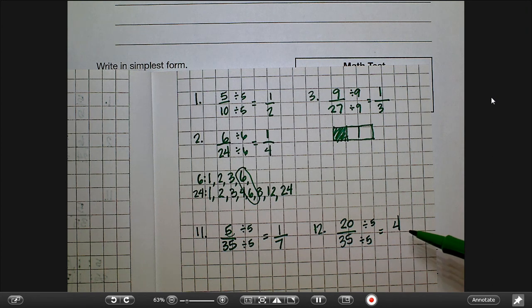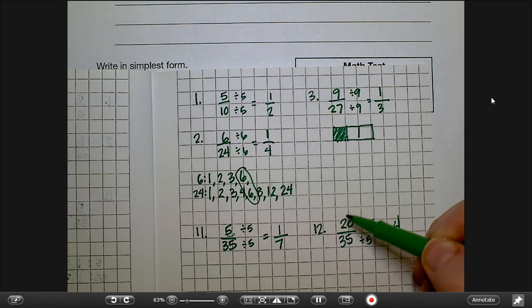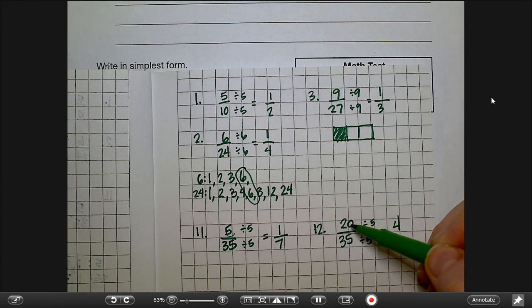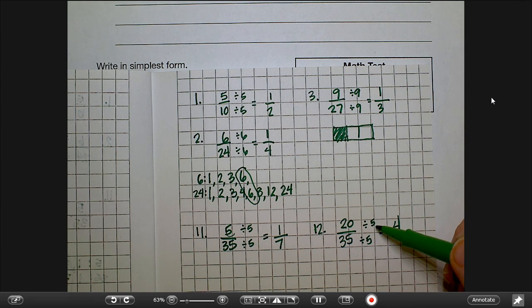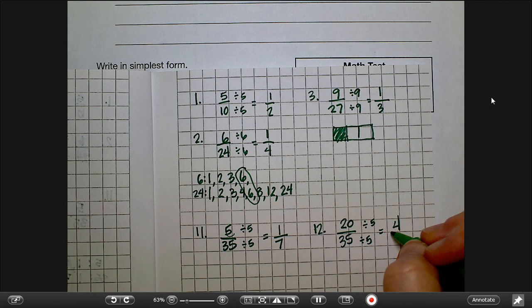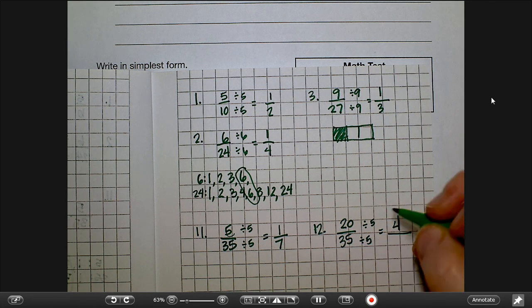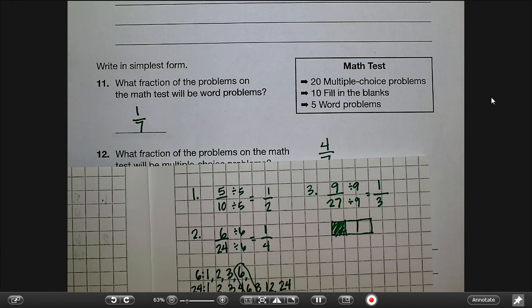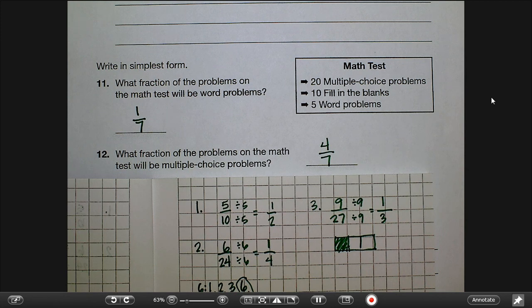Well, because multiplication and division are related. So if 4 times 5 was 20, if I took 4 groups of 5 and that gave me 20, then if I was breaking 20 down into groups of 5, then I would have 4 groups. Okay, these numbers are related. It's important to understand that. 35 divided by 5 is 7. So the answer is that 4/7 of our math test would be multiple choice problems.